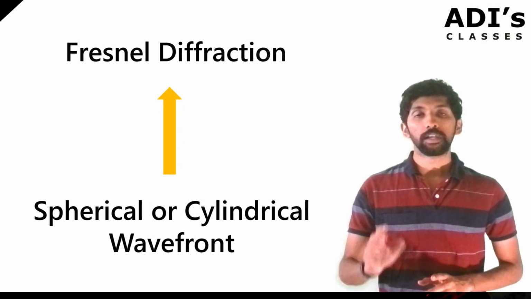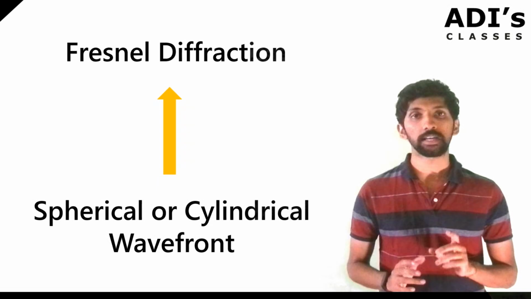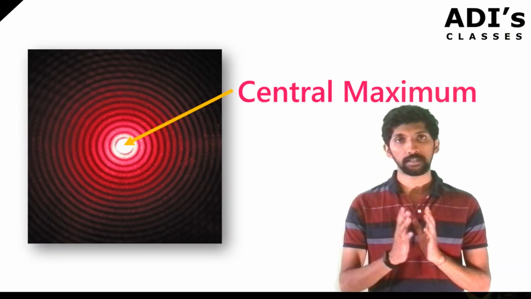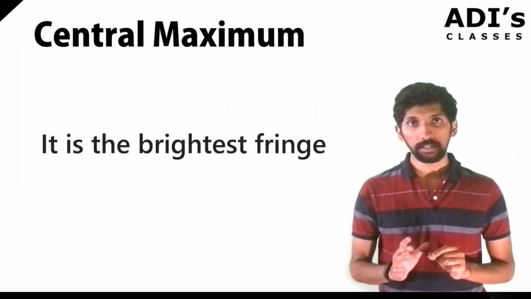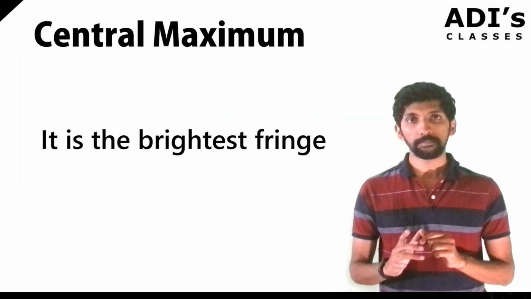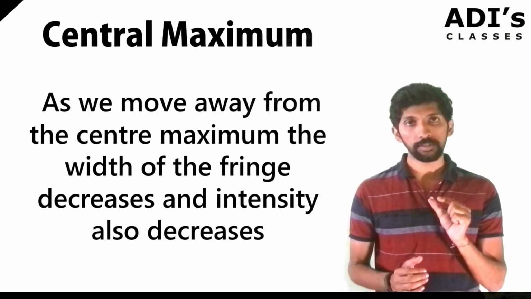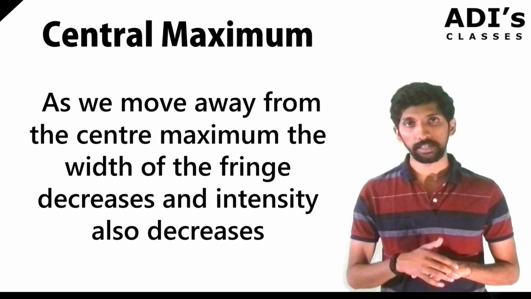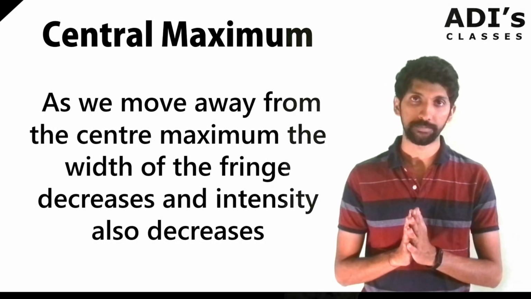In both diffractions, one thing in common is that we have a central maximum. This is the central maximum. The central maximum is the brightest part, and if you look at the pattern, as you move away from the central maximum, the width of the fringes decreases and the intensity also decreases, correct? So this is true for all types of diffraction.